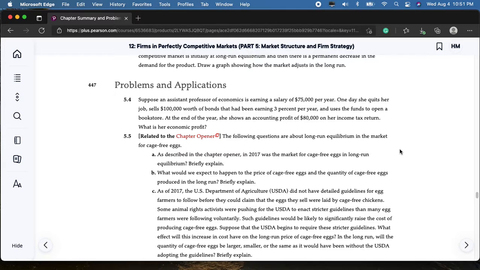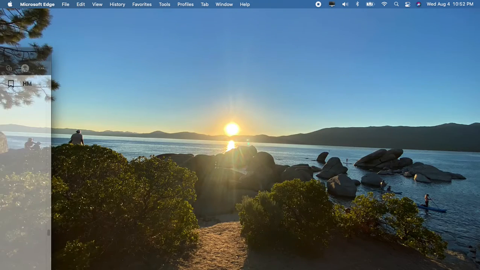So this problem is about distinguishing the difference between accounting profit and economic profit. So remember, when you write your income tax to the IRS, you can deduct all the explicit costs, but you cannot deduct implicit costs. So this is about knowing the difference between explicit costs and implicit costs.